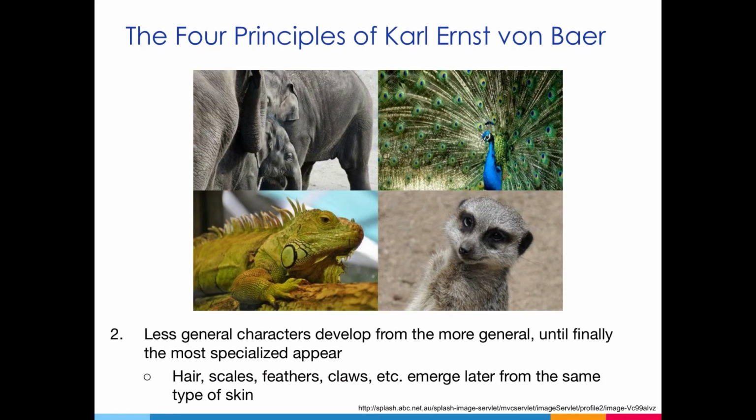The second generalization, which is related to the first, is that early in development, structures derived from a particular germ layer look similar among species. However, the specializations of the individual groups of organisms within a larger class appear later. For example, early in development, vertebrates have the same type of skin. As development progresses, structures like scales, feathers, and hair begin to emerge in the organisms belonging to different groups.